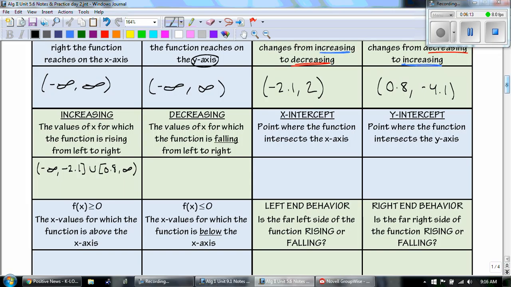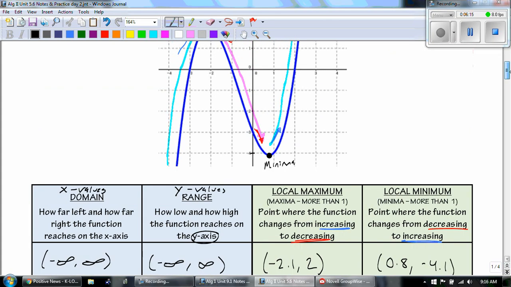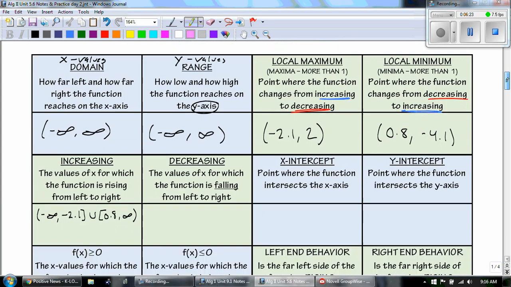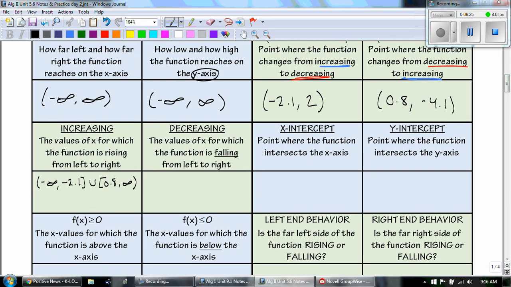Now, we're going to do the same thing with our decreasing, but our decreasing in this graph goes from the maxima to the minima, those 2 points, okay? So when I write this, it's only from negative 2.1 to 0.8.